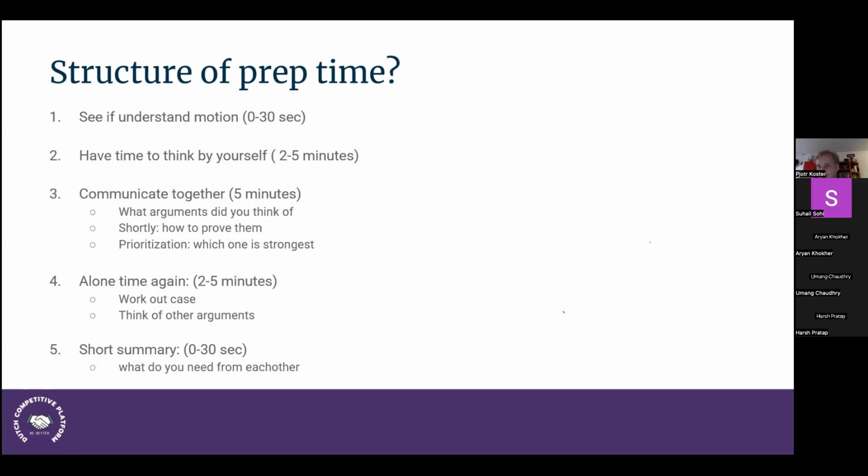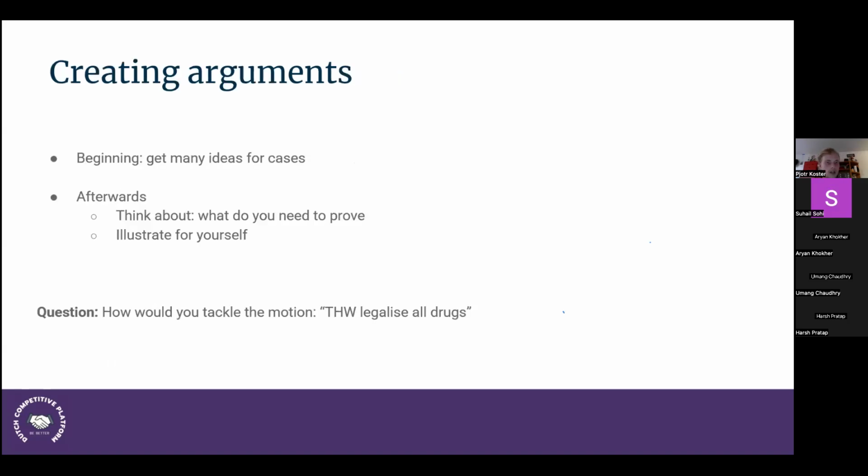So this is overall just the general structure of prep. This is how you should try to do it. What is then the way to create arguments? The idea is, the moment that you're going to create arguments, the first thing that you should try to do is get as many ideas for cases as you can.